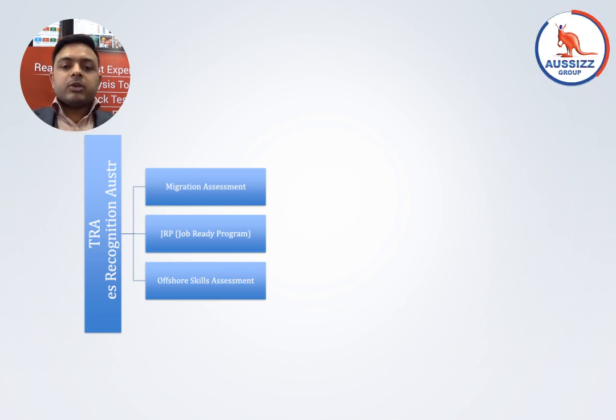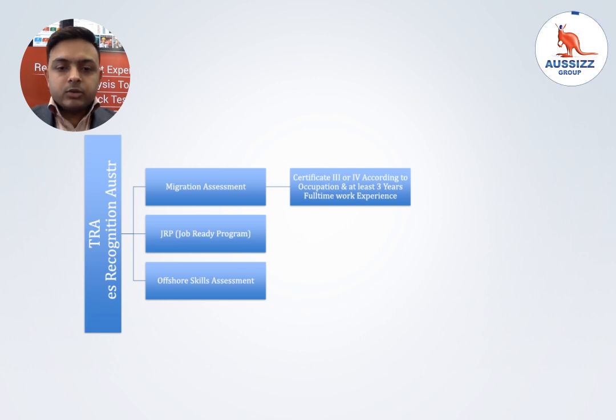So migration assessment usually requires you to have at least certificate 3 or 4, depending on what occupation you are applying for. The qualification requirement changes. Let's say if you are applying for a cook, you only need certificate 3, but if you are applying as a chef, you need certificate 4. And if you are applying for, let's say, child care center manager, then you might need a diploma as well. So depending on what you have studied or what occupation you are applying for, these qualification requirements change.